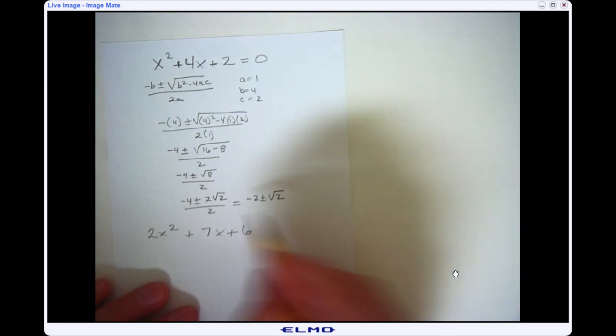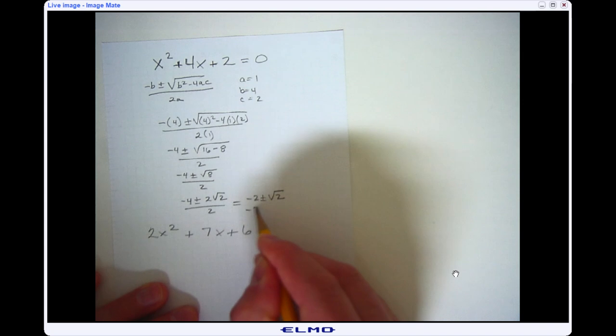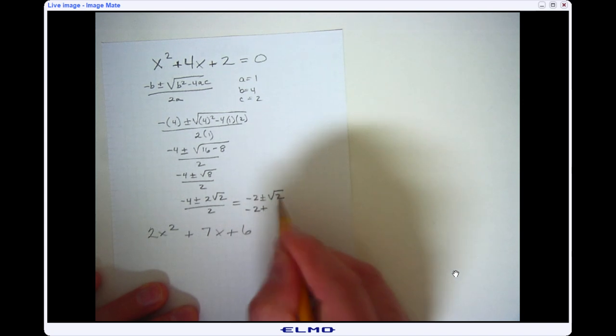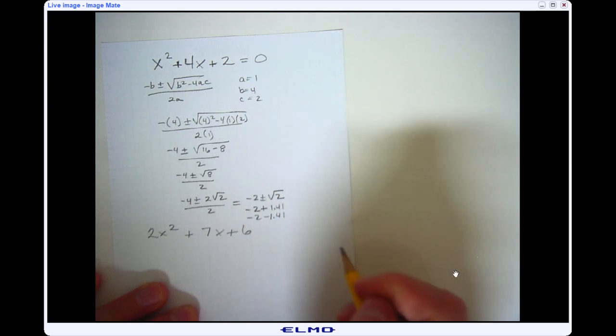Now sometimes this happens just like when we solve other quadratics. You don't always get a whole number. So if I was going to do an approximate answer, I would say this is like saying negative 2 plus or minus the square root of 2, which is about 1.41, and that would do negative 2 minus 1.41.